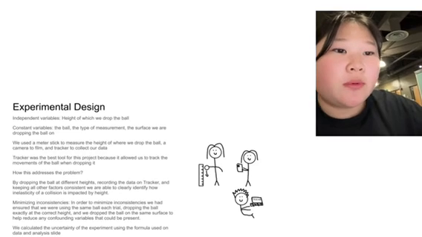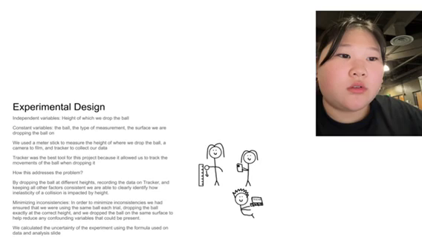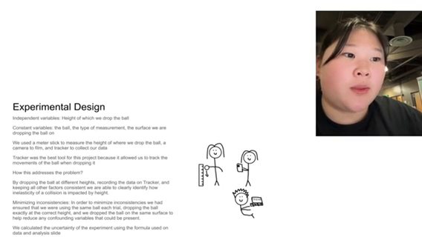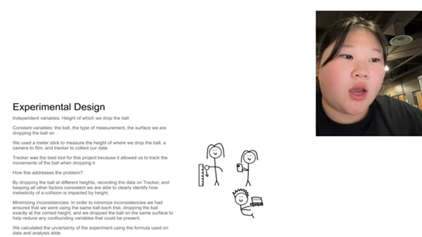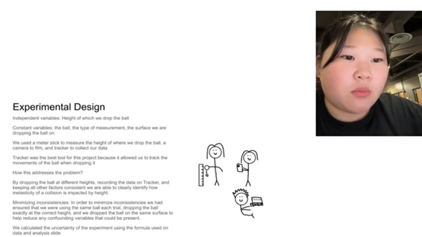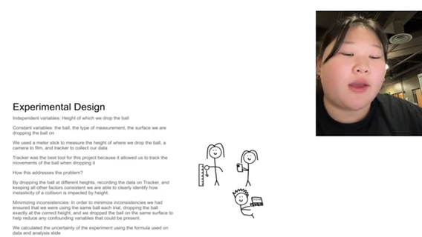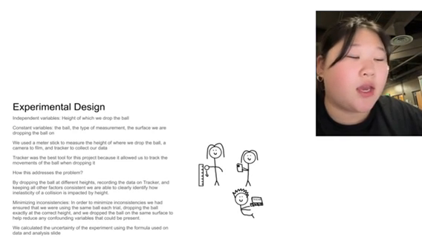So for our experimental design, our independent variable was the height from which we dropped the ball. The variables we kept constant were the ball, the type of measurement we used, and the surface we were dropping the ball on. We used a meter stick to measure the height of where we dropped the ball, a camera to film, and Tracker to collect our data. Tracker was the best tool for this project because it allowed us to track the movements of the ball when dropping it. This addresses the problem by dropping the ball at different heights, recording the data on Tracker, and keeping all other factors consistent. We are able to clearly identify how the inelasticity of a collision is impacted by height.